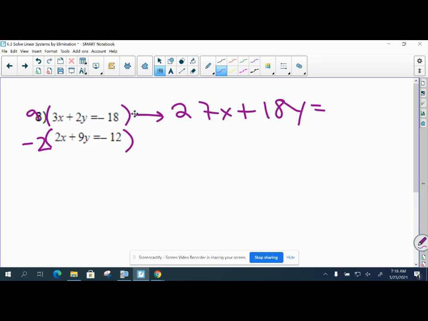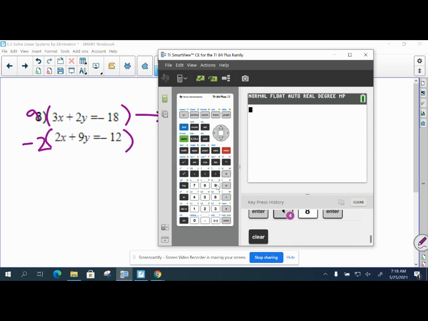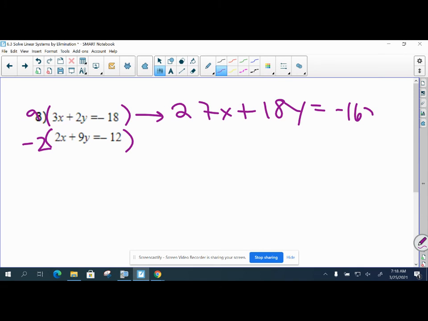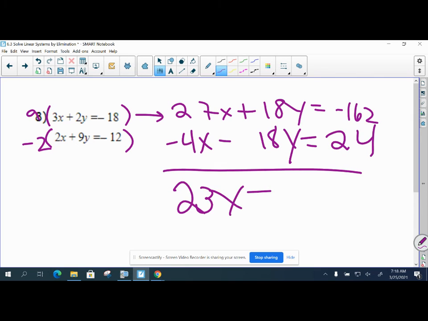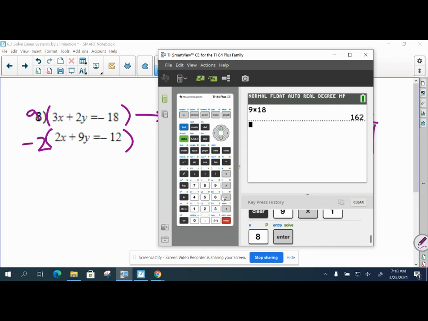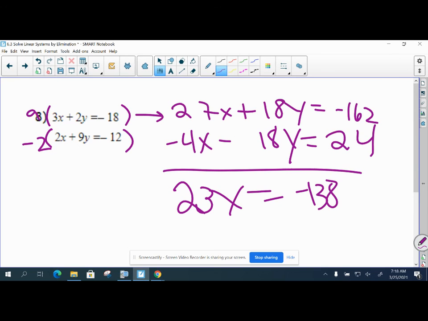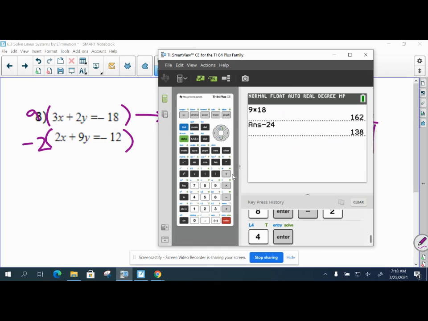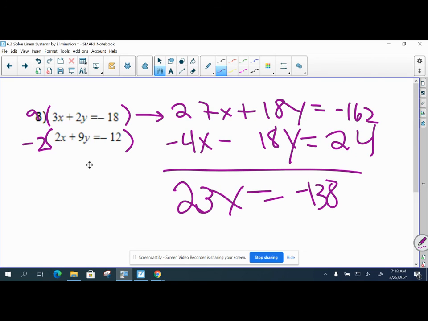So then the new equations would look like 27x plus 18y equals, now the problem is I might need my calculator to figure out 9 times 18. What's 9 times 18? Negative 162. And then this equation gives me negative 4x minus 18y equals positive 24. So that makes 23x equals, now I have to do minus 24, so that makes negative 138. And I'm hoping 138 is divisible by 23. And it is. It's 6. X equals negative 6.